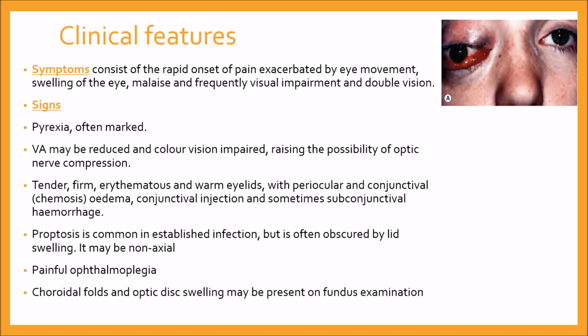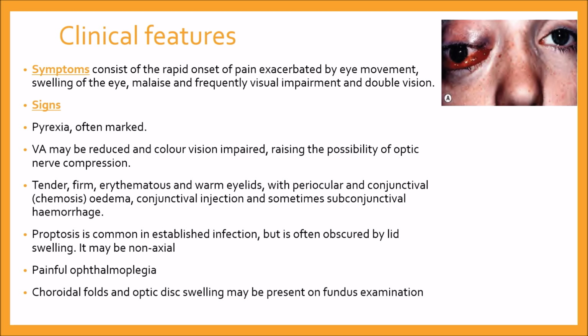Clinical features include symptoms and signs. Symptoms consist of rapid onset of pain exacerbated by eye movement, swelling of the eye, malaise, and frequently visual impairment and double vision. There is commonly a recent history of nasal and sinus or respiratory symptoms. Signs include pyrexia, which is often marked. Visual acuity may be reduced and color vision may be impaired, raising the possibility of optic nerve compression. The presence of a relative afferent pupillary defect in a previously normal eye makes this almost certain.